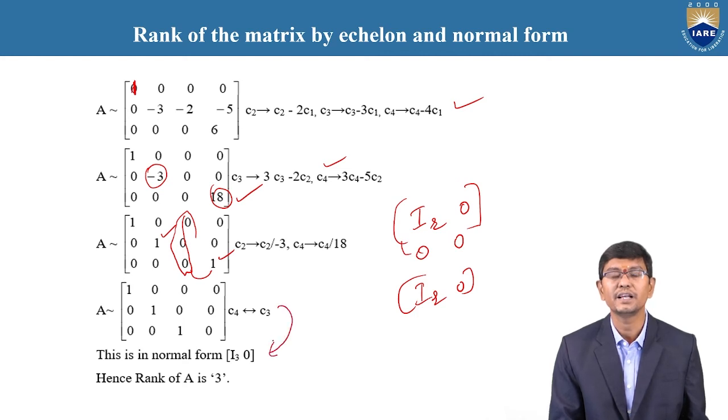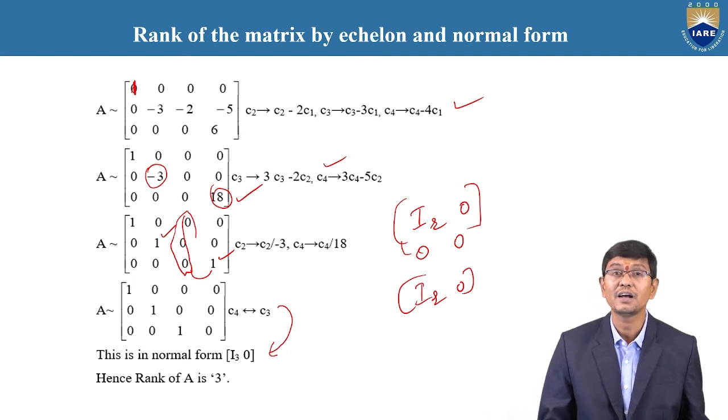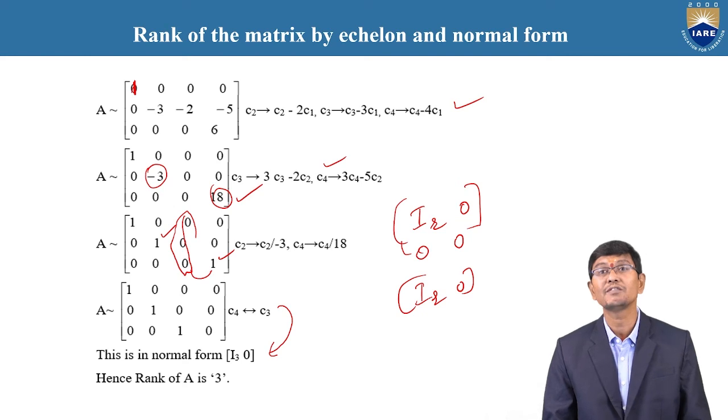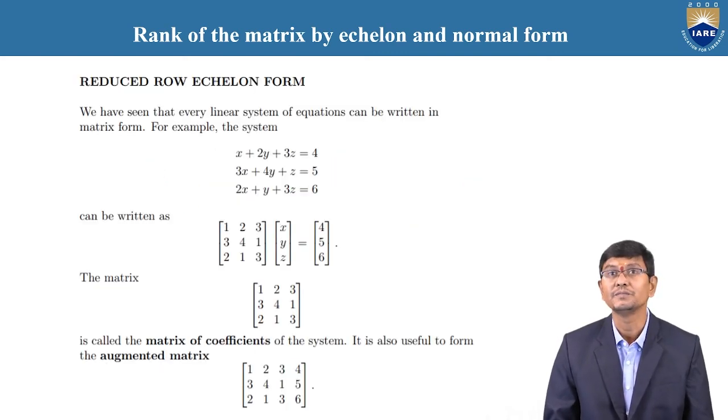When we compare, this is the normal form. It clearly satisfies I3 and 0. According to the normal form, IR is clearly I3. Therefore, the rank of the matrix is 3 only, because here R is equal to 3. Therefore, the rank of the matrix is equal to 3.